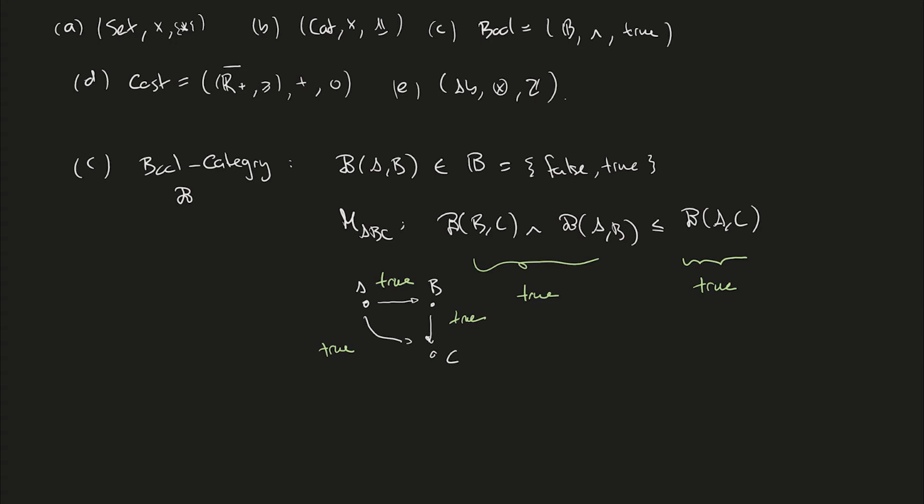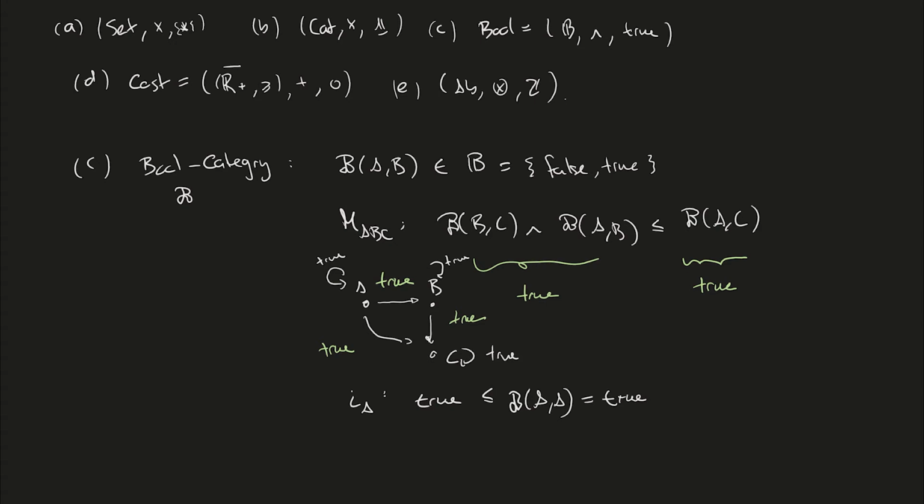The second ingredient we need is for every object A, we need an identity, which in this case is a map from true, which is the monoidal unit, to the Hom object on A. But this is saying that true is less than or equal to the Hom object on A, which means that this has to always be true. So in fact, the arrows that go between any object and itself have value true.